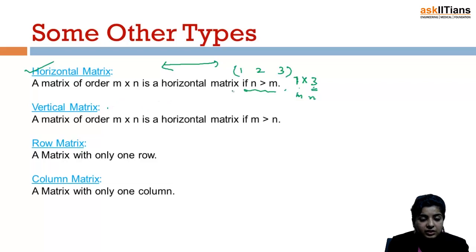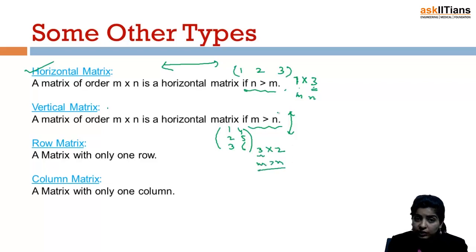Again, a vertical matrix is, vertical is this position, upwards or downwards. So if M is greater than N, a matrix of this form, suppose 1, 2, 3, 4, 5, 6. We have 3 rows and 2 columns. So here we must have M greater than N. Only then can we say it is a vertical matrix.